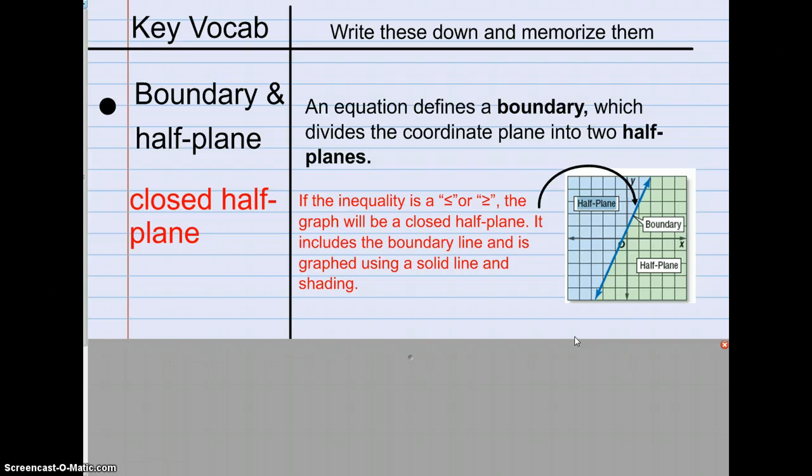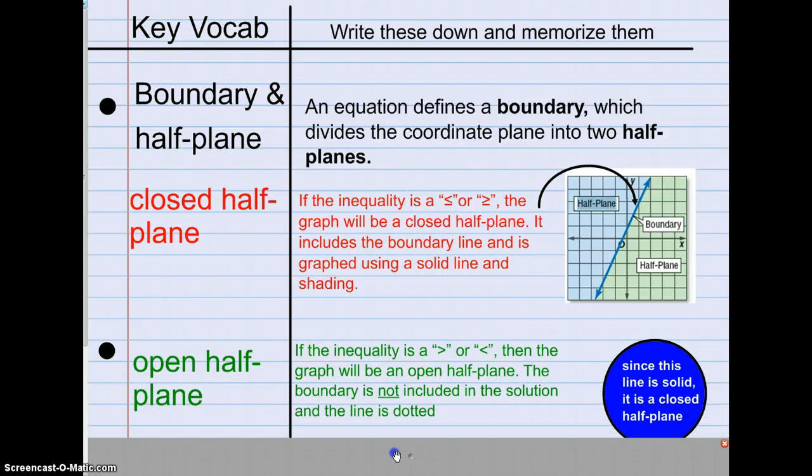The first type is a closed half plane. In this diagram we see a closed half plane because it is a solid line. You will get a solid line anytime that you have the inequality symbol with the equal sign underneath. So either less than or equal to or greater than or equal to is called a closed half plane because the line is solid and closes in the shading you will do. Obviously, the other type is an open half plane, and that does not have the equal sign underneath. When you do not have that, you're going to make a dotted line.